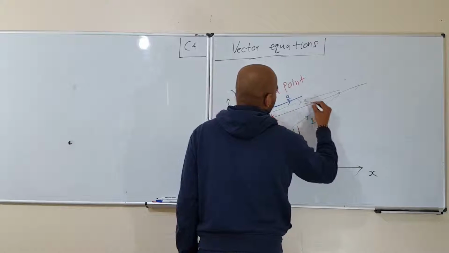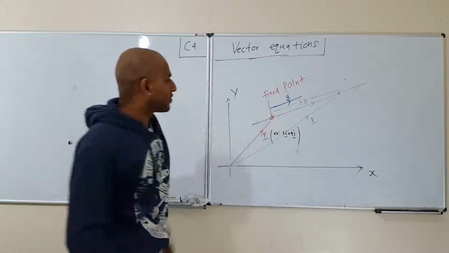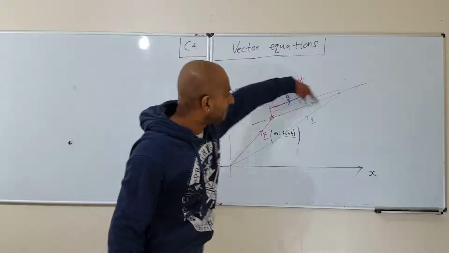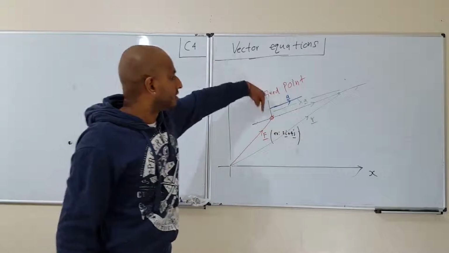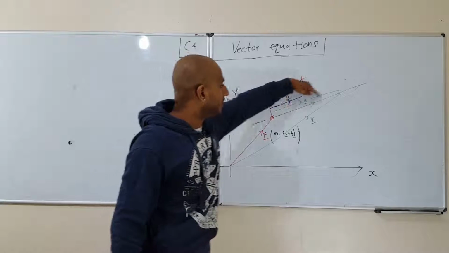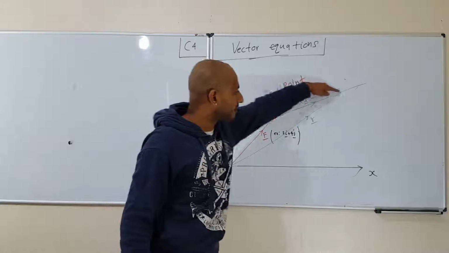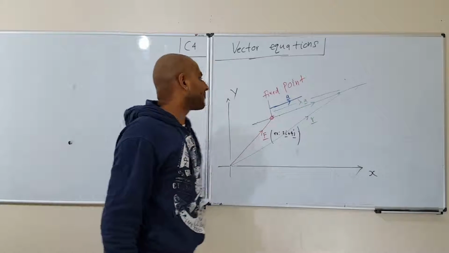That vector is lambda A vector. Because that piece is lambda A, it should be lambda A. Lambda is a scalar, so that depends on the length from there to there, the distance from there to there. So I can write lambda A.